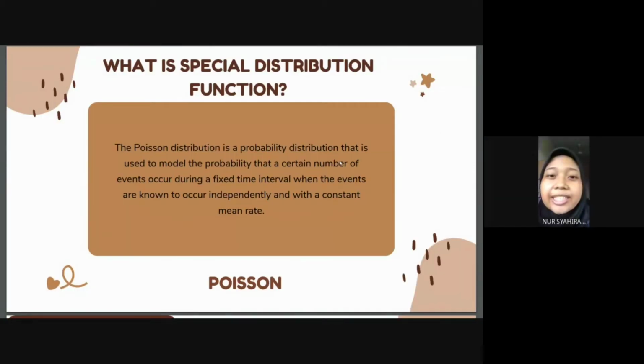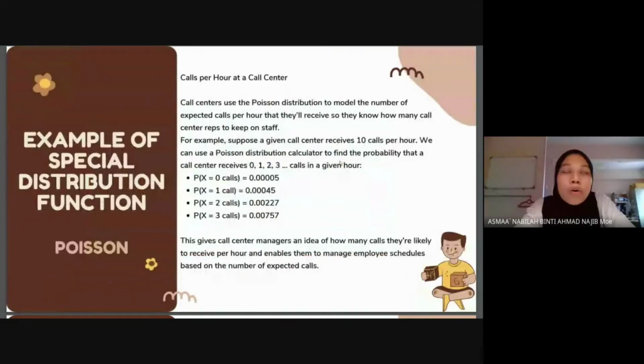What is spatial distribution function? The Poisson distribution is a probability distribution that is used to model the probability that a certain number of events occur during a fixed time interval when the events are known to occur independently and with a constant mean rate. An example for Poisson: calls per hour at a call center. Call centers use the Poisson distribution to model the number of expected calls per hour that they will receive, so they know how many call center reps to keep on staff.